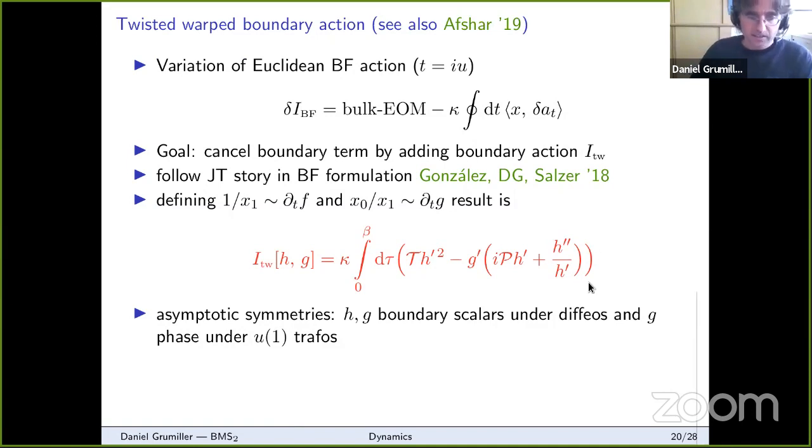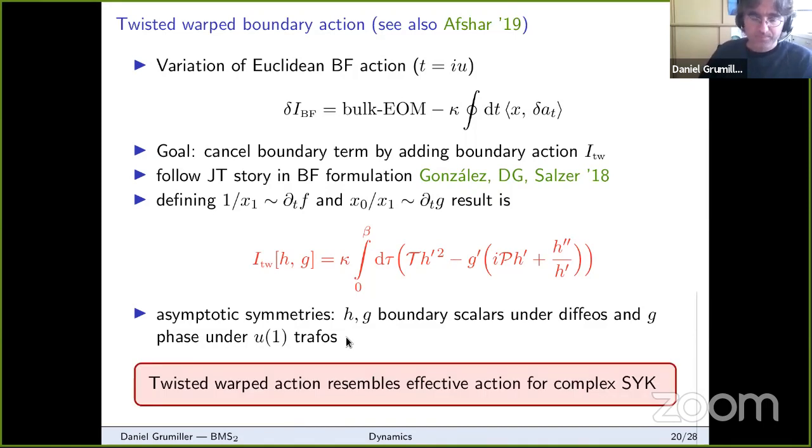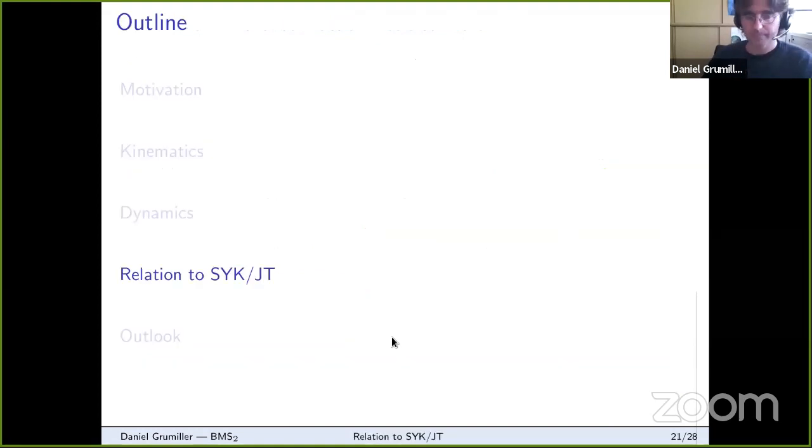Okay, you can check that under the asymptotic symmetries, H and G are boundary scalars under diffeos, and G transforms like a phase under U1 transformation. So G has the interpretation as a phase field. For people who are familiar with complex SYK, this should ring a bell, because also there you have a field H and a field G that both are boundary scalars under diffeos, and a field G that is a phase field under U1 transformation. So maybe there's some similarity between complex SYK and this twisted warped action. And what I want to show in the remaining minutes is that there's not just a similarity, there's a precise limit from complex SYK to this twisted warped action.